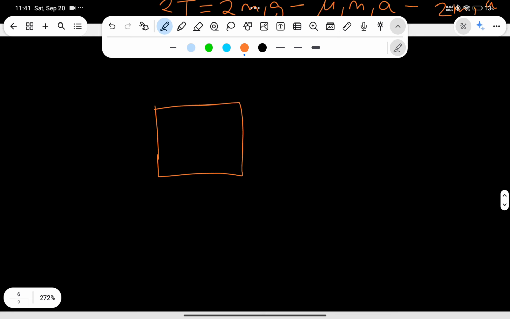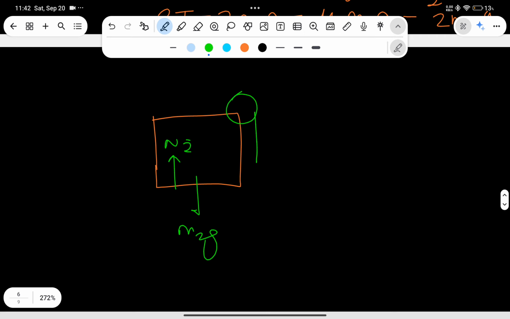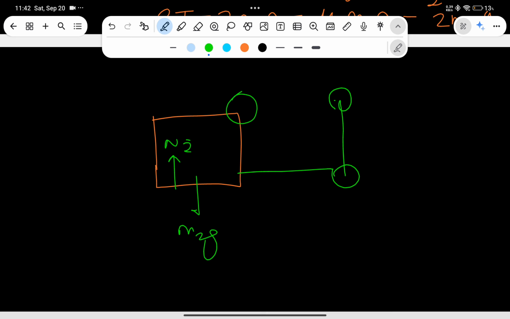Now you have this block m2 block. Erasing this because it is taking so much of the space. So basically you have m2g here, n2 here. Okay, now see, pulley is connected here also, and pulley is also connected here. Now see, this is m2 and n2, right? Now what you can do is this tension is acting and this tension is acting to the pulley.